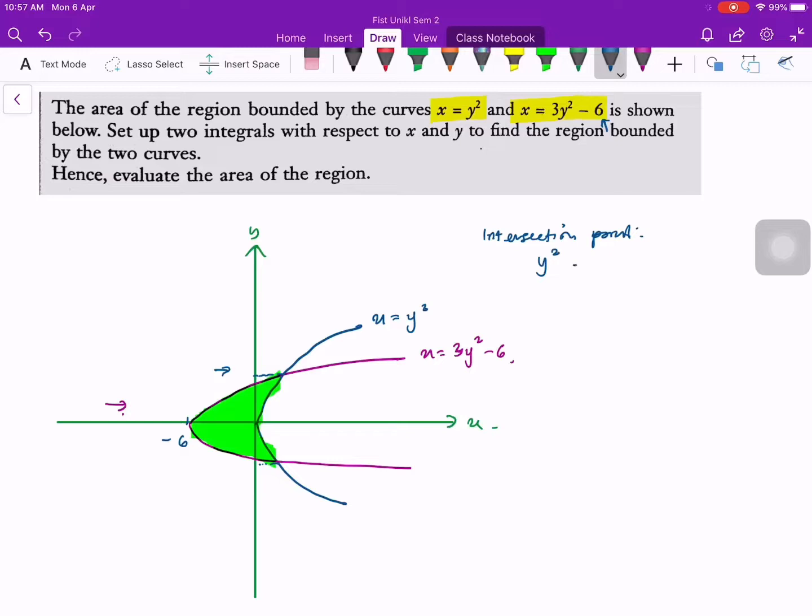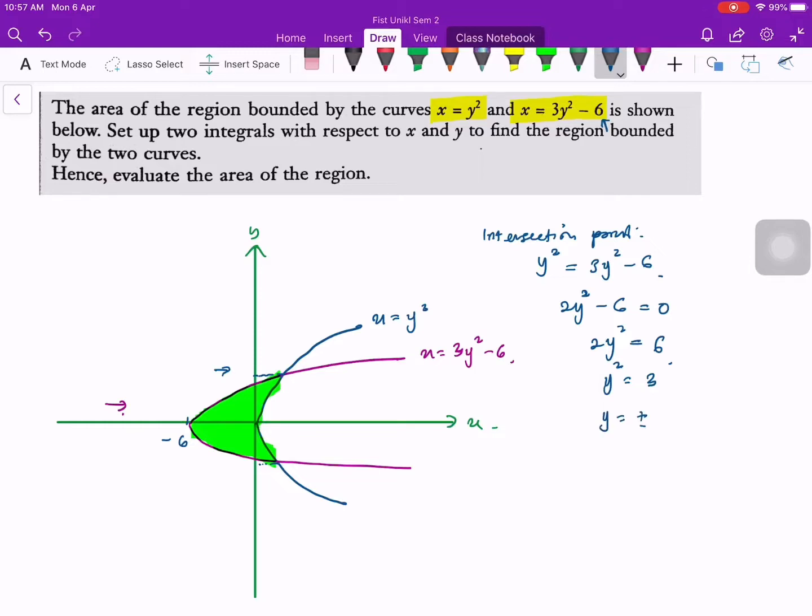Then the intersection point will become y squared is equals to 3y squared minus 6. Then we're supposed to have 3y squared minus y squared become 2y to the power of 2 minus 6 equals to 0. Then we are going to have y squared is equals to 3.